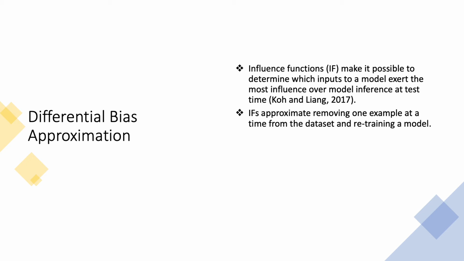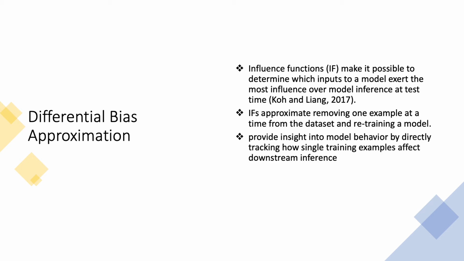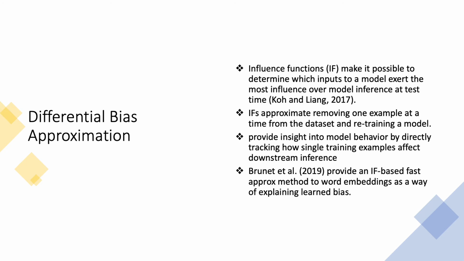make it computationally tractable. And influence functions are especially interesting because they provide insight into model behavior by directly tracking how single training examples can affect downstream inference. So recently, Brunet et al. have provided an influence function-based fast approximation method for word embeddings as a way of explaining learned bias. We take their method and we show that you can use it to actually mitigate bias instead.